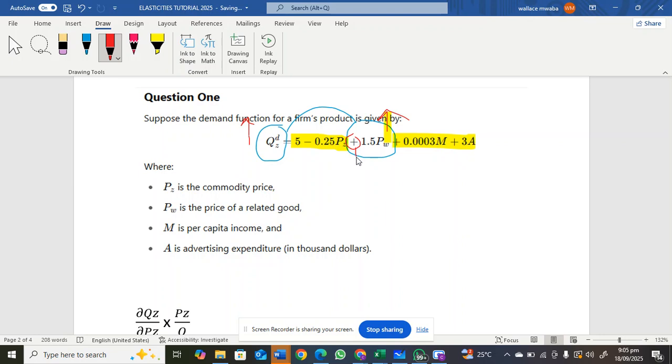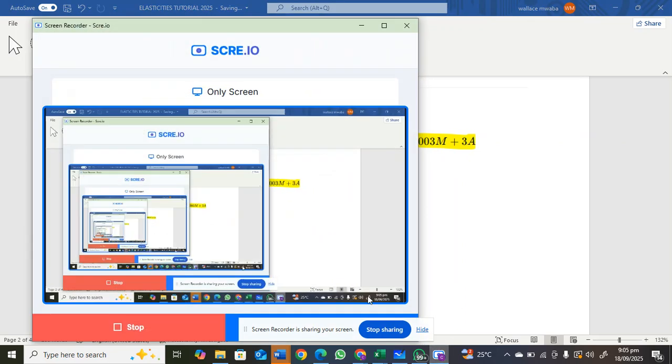If one variable goes down, the other variable goes down. So if the price of good W goes down, good W becomes cheaper than good Z, meaning people buy more of good W and the quantity demanded for good Z is going to go down. Any questions?